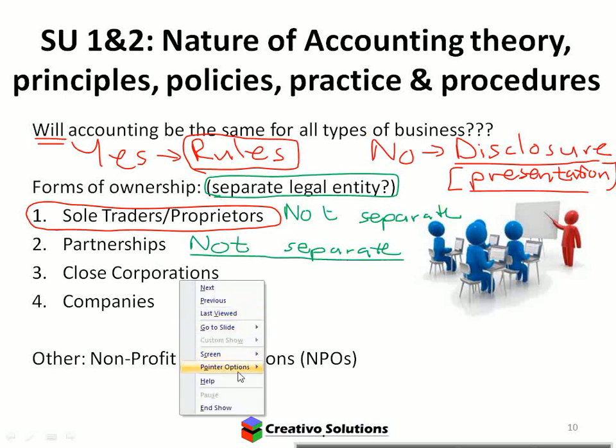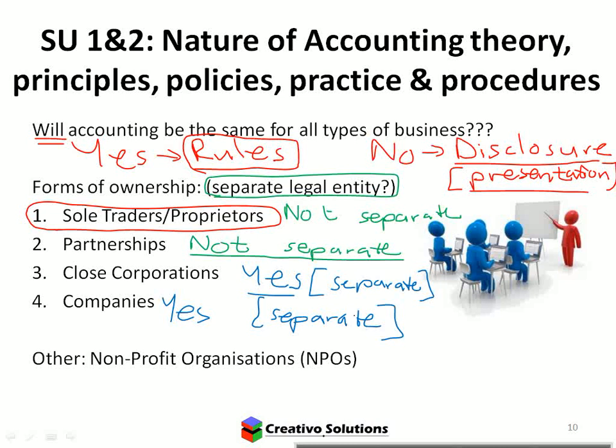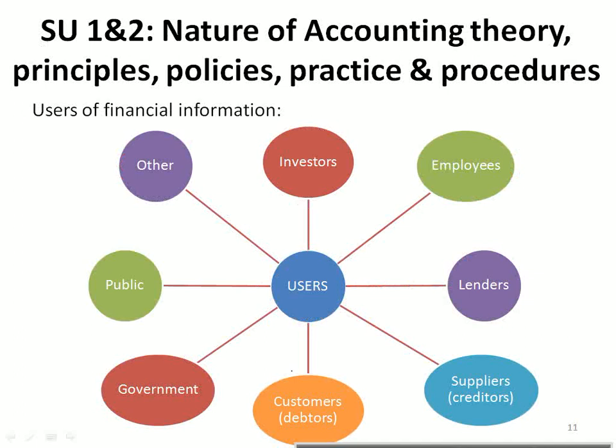Close corporations, are they separate? Yes. Okay, they're separate because they continue forever. Okay, CCs, you can't register a new CC because the legislation changed a few years back, but the existing ones continue, and they are separate. Companies, yes, separate legal entity. Okay, that's just from a disclosure point of view. You do get other forms of ownership. You get non-profits, NGOs, NPOs, and those fall outside the scope. You're not really going to see any examples looking at that.